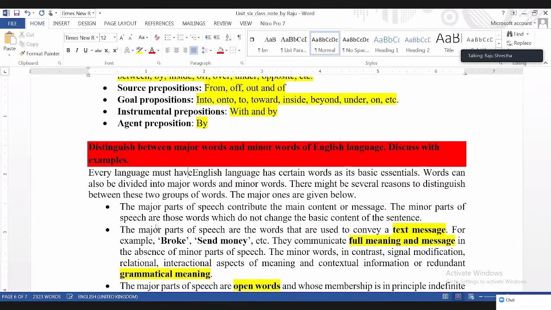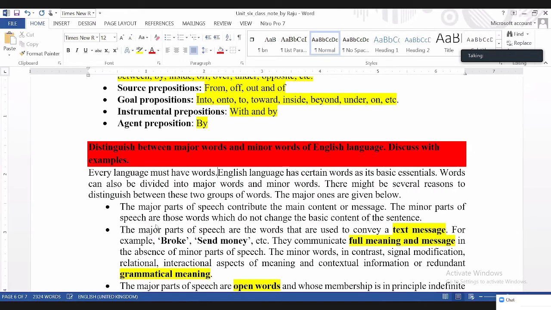Every language must have words. Sounds will be there, and sounds are combined to form words. Words are combined to form phrase, clause, and sentences. So this kind of hierarchy or hierarchical relationship we have in English language or in any language. So we are concerned with the word.